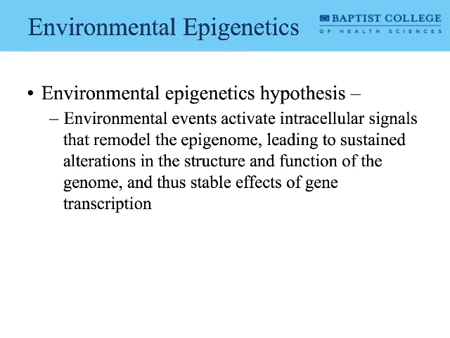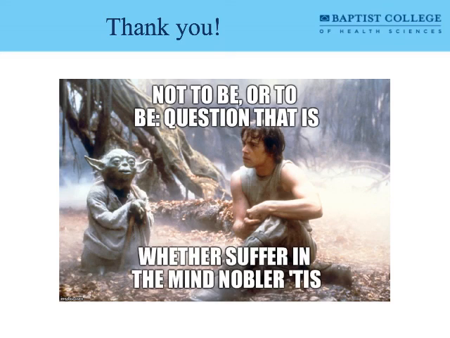What we're saying is that the environmental events like stress activate intercellular signals that remodel the epigenome of the glucocorticoid receptor. Okay? And these lead to sustained alterations in the structure and function of the genome. I've got a picture of what that looks like, I believe. Oh, I lied.